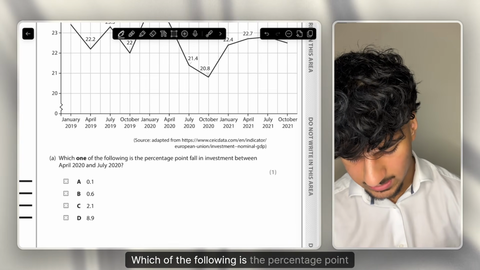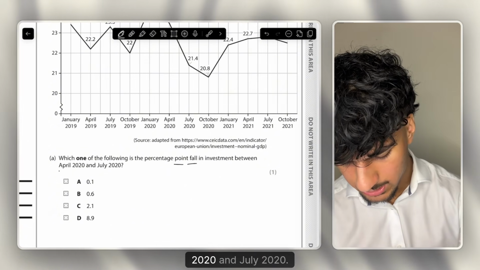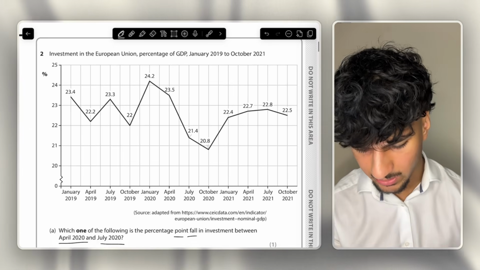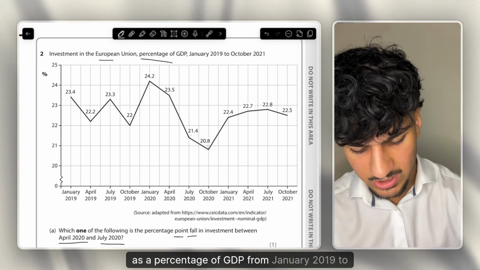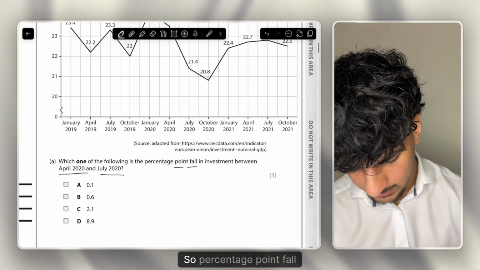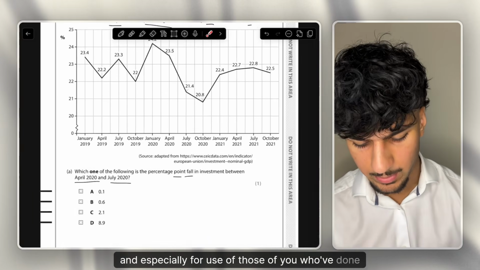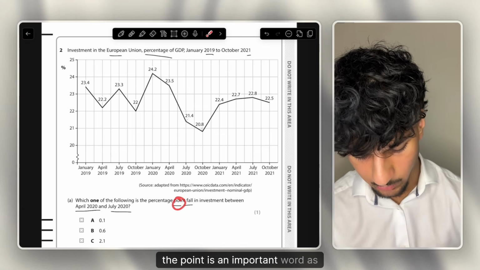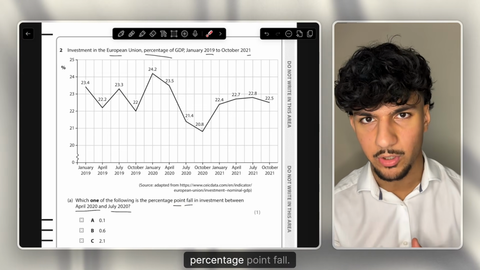Which of the following is the percentage point fall in investment between 2020 and July 2020? So what is this graph showing us? Investment in the EU as a percentage of GDP from Jan 2019 to October 2020. So let's have a look at these. So percentage point fall, and especially for those of you who've done the past papers, the word "point" is important, as percentage change, of course, is very different to percentage point fall.